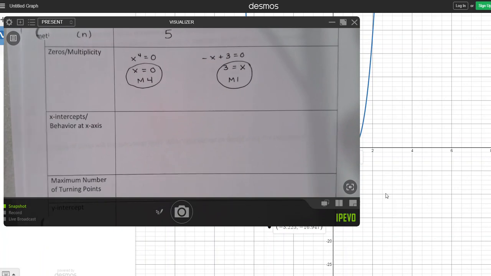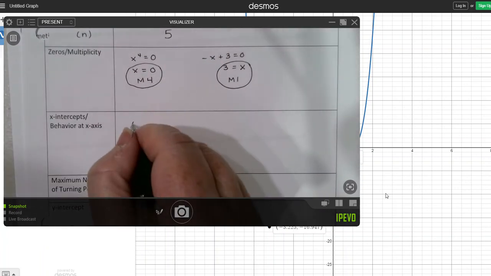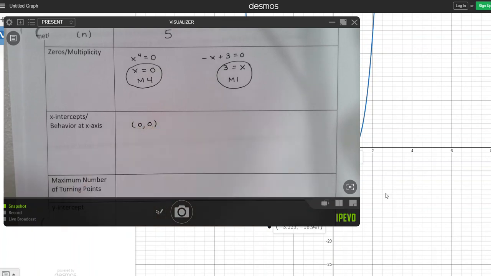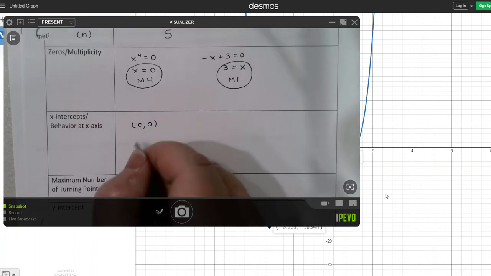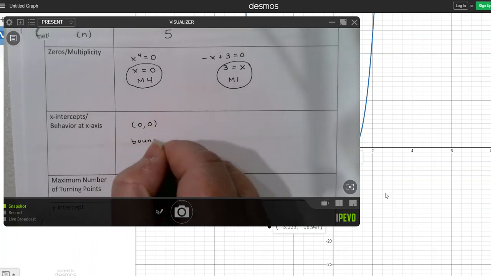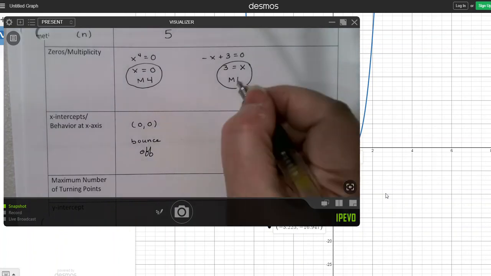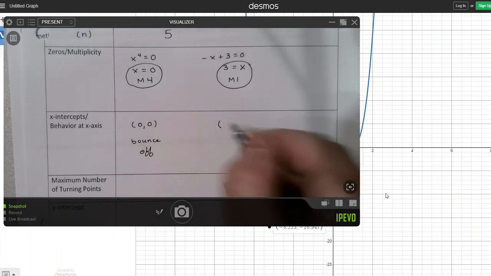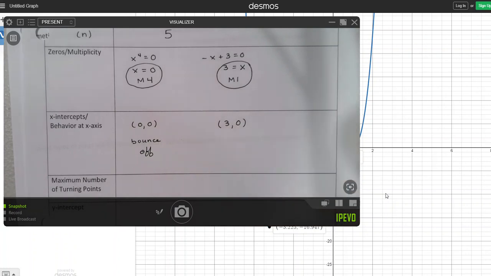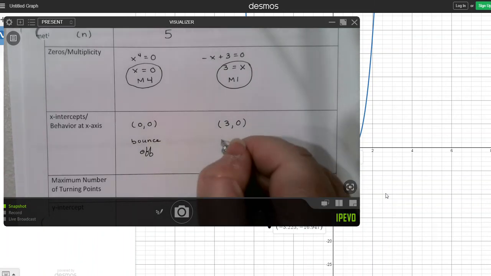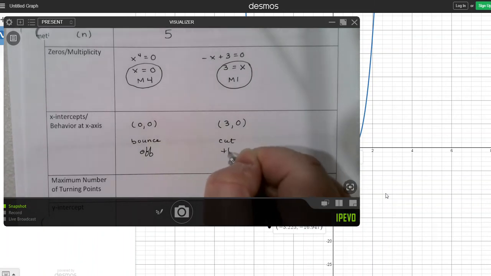All right, let me turn that into x-intercepts. This x-intercept, 0, 0, has an even multiplicity, so this is going to be a bounce off. And this 0 would translate to the x-intercept 3, 0. And it only has a multiplicity of 1, odd multiplicity, so this is going to be a cut through.